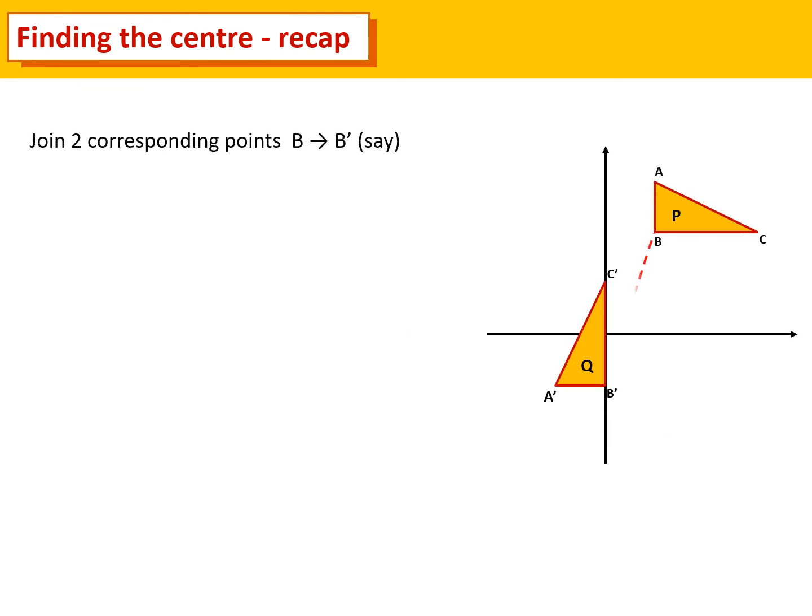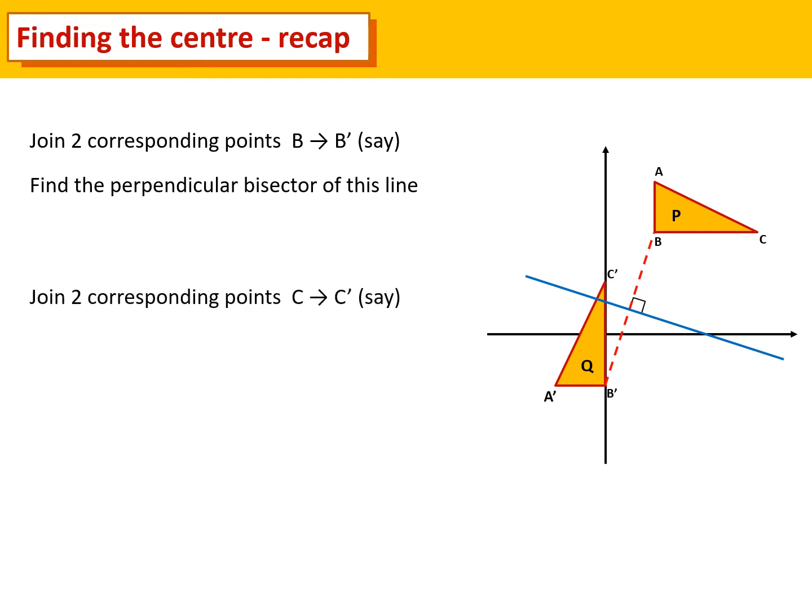Let's put all this together then with a recap. To find the center of rotation, pick two corresponding points. In this case, I've chosen B to B dash. We want to find the perpendicular bisector of this line. The perpendicular bisector is a line which is at 90 degrees to the line BB dash and which goes through the center of that line. So that blue line is at 90 degrees to the red line and it passes through the center of the red line. So that is the perpendicular bisector.